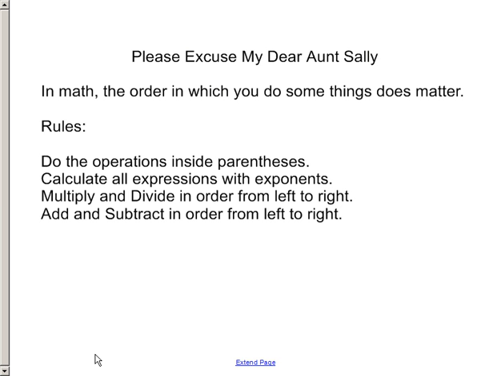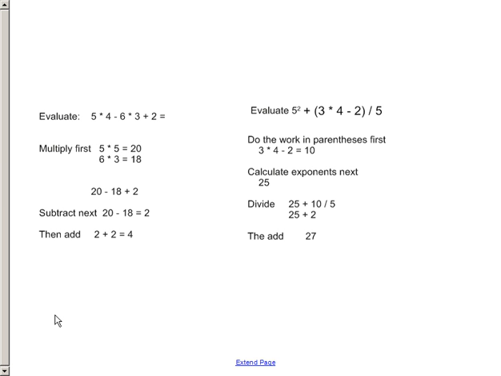So if a multiplication piece is first, we do that. If a division piece is first in the equation, we do that first. But we go from left to right. And then finally, we add and subtract in order from left to right. So here are two examples.